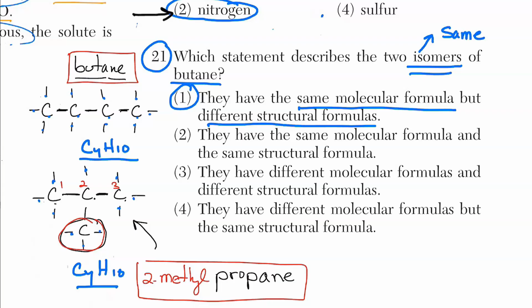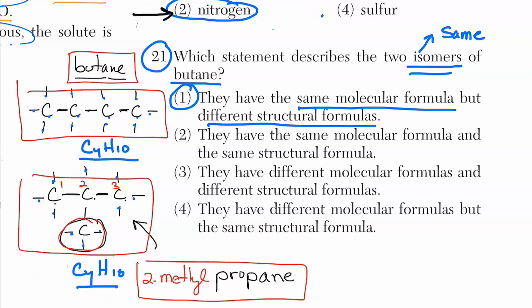So the best answer here is the same molecular formula, but different structural formulas. What's a structural formula? This is a structure. Shows how they exist in 3 dimensions, or at least 2 dimensions, right? So in any case, 21 is 1. On to number 22.